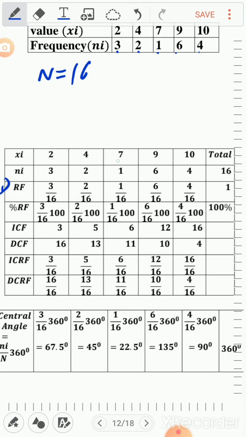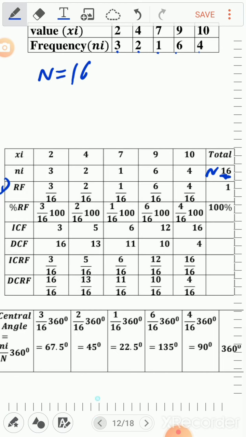The relative frequency is when we divide the frequency over the total: 3 over 16, 2 over 16, 1 over 16, 6 over 16, 4 over 16. N is the size of the population, which is 16. We divide each frequency over 16. Percentage relative frequency is the relative frequency times 100.